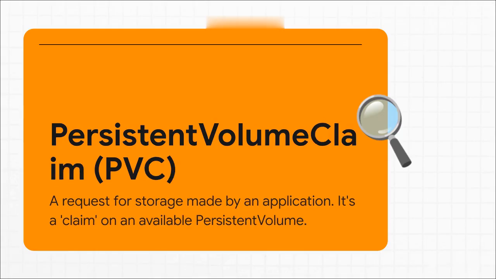So if the PV is the resource, how does our app actually get it? Well, it uses a persistent volume claim, or PVC. And this is the truly brilliant part. Your application doesn't need to know anything about the storage underneath. It just submits a little request, the PVC, that says, hey, I need 10 gigabytes of fast storage, and Kubernetes just figures out the rest.